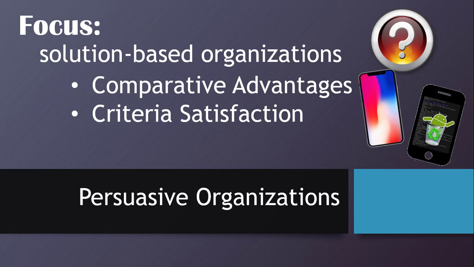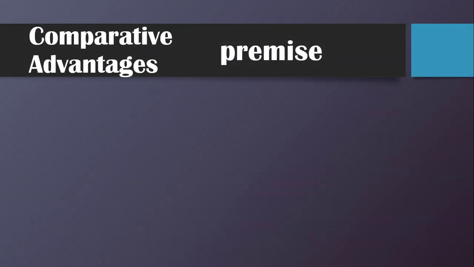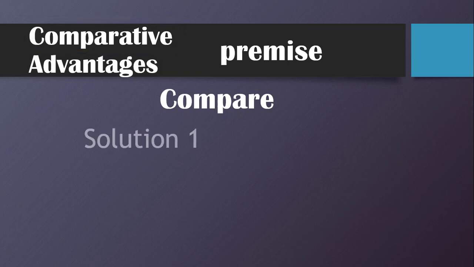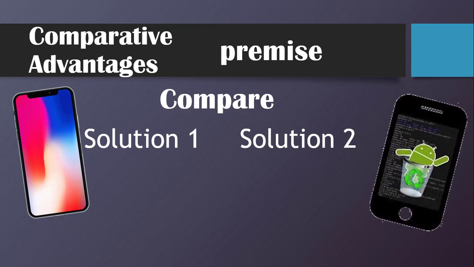While this example is focused on a product, the organizational structure can be applied to policies and concepts as well. We'll start with comparative advantages. The key word here is comparative, the root word being compare. With this organizational structure, you are comparing alternative solutions, or in our case, smartphones, with the purpose of persuading that the one you are advocating is the best.